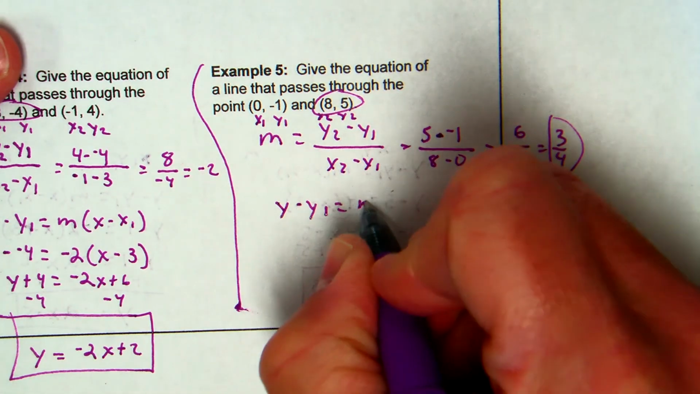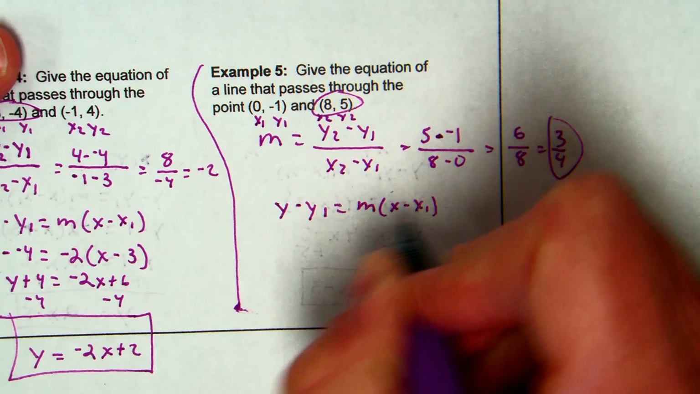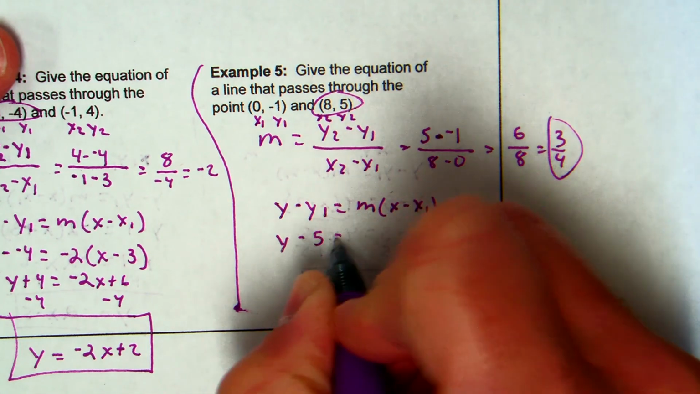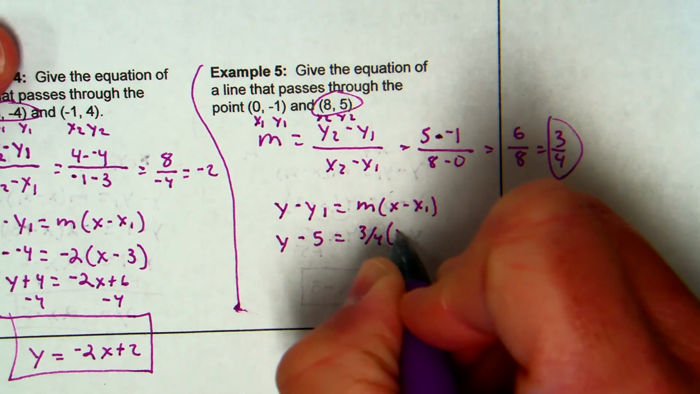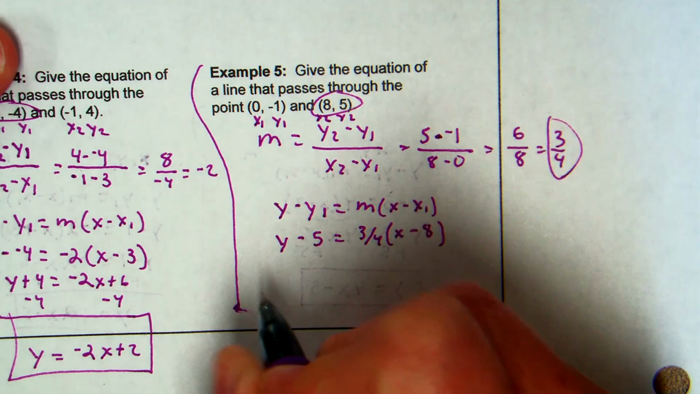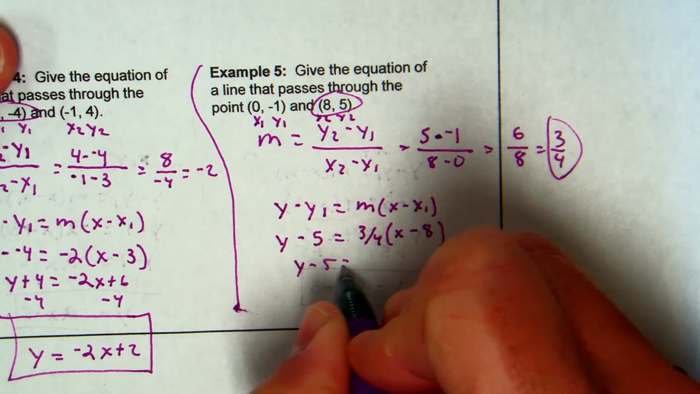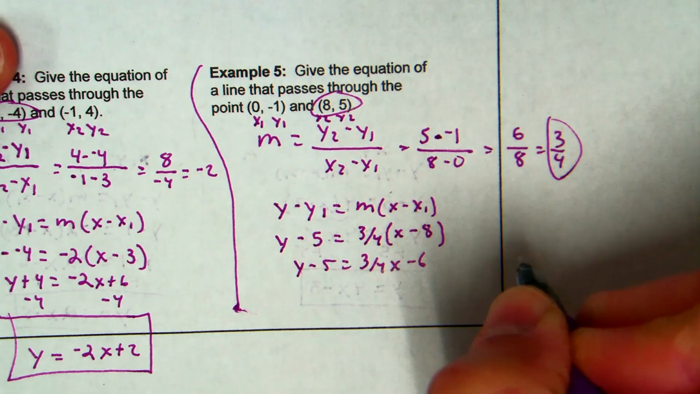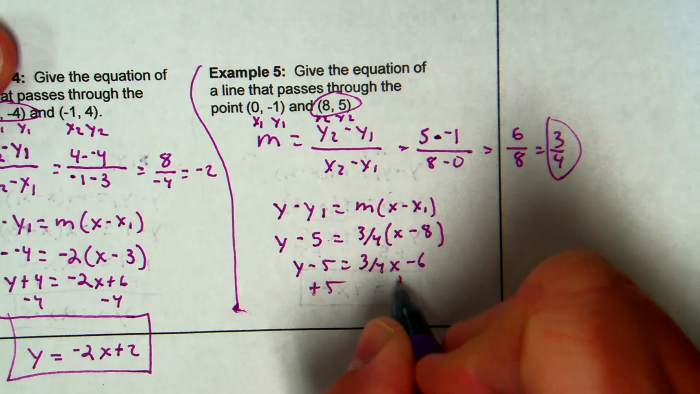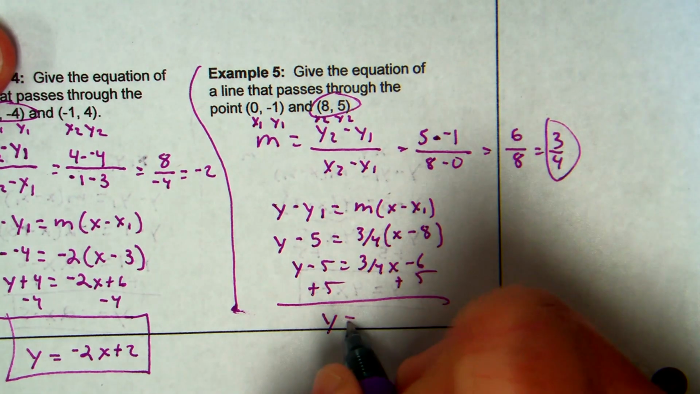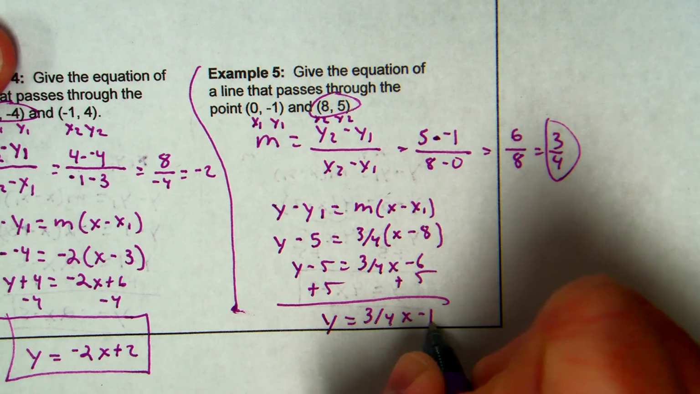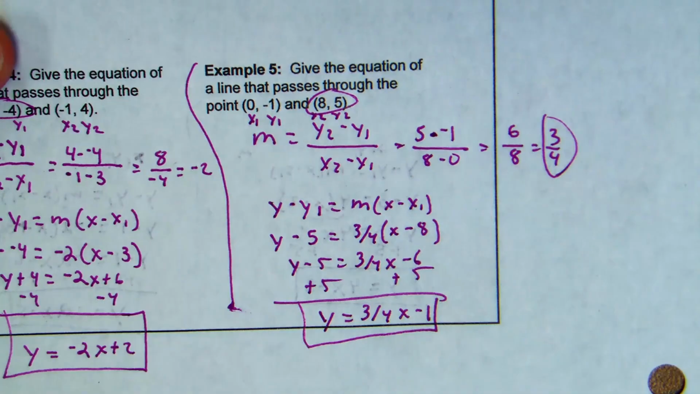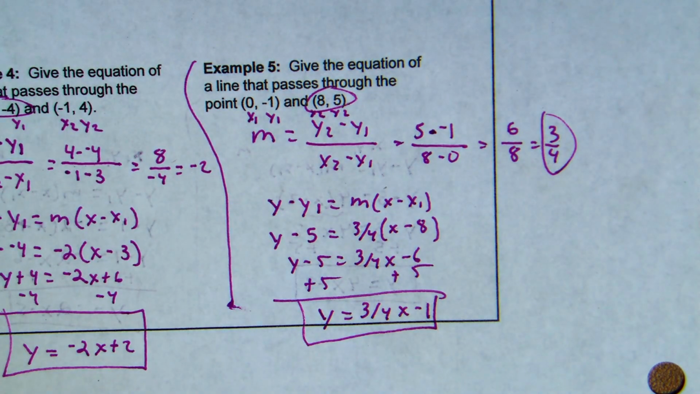y minus y1 equals m times x minus x1. y minus 5 equals 3/4 of x minus 8. y minus 5 equals 3/4 x minus 6. Add 5 to both sides. y equals 3/4 x minus 1. Is that what you got? Hopefully it is, and hopefully you find that to be helpful. Best of luck.